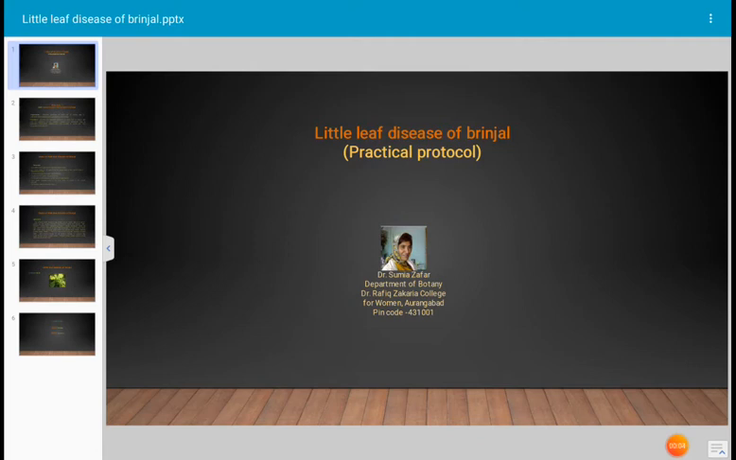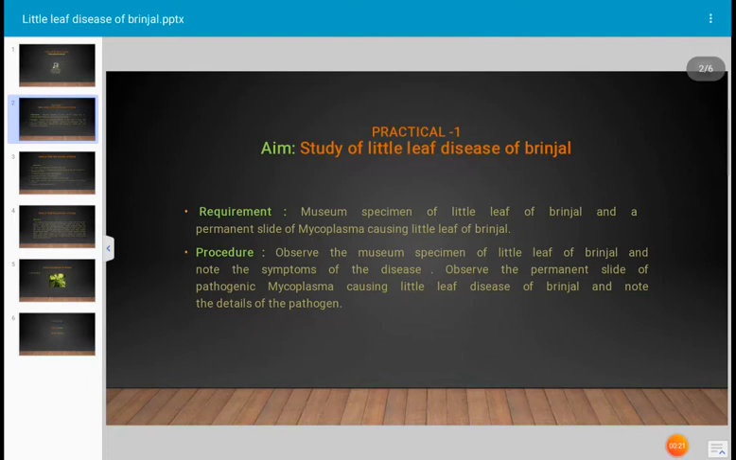Today's topic for discussion is a practical protocol of plant pathology. Today's topic is little leaf disease of brinjal. What exactly we have to do with the disease during practical? Let us see. What is the requirement for the practical?